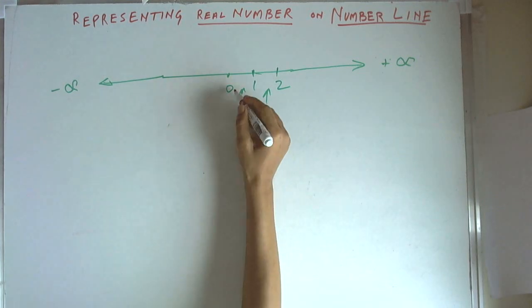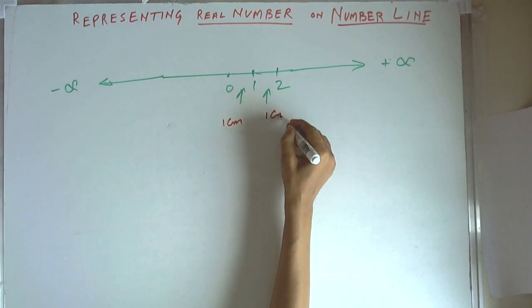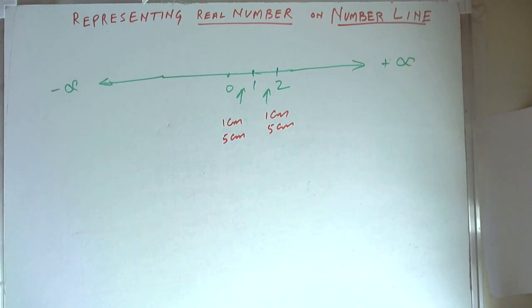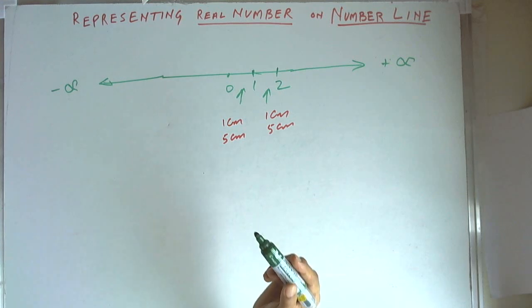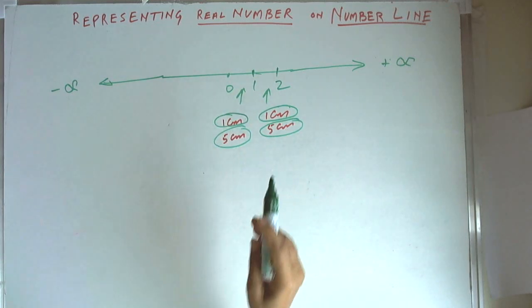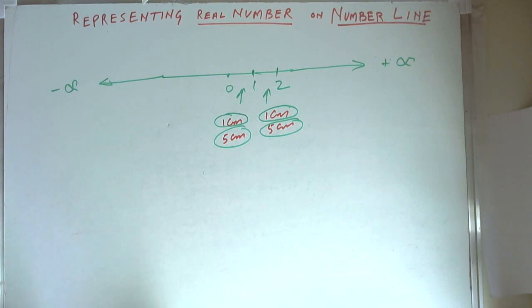For example, the distance between 0 and 1 could be 1 centimeter, or this could be 5 centimeters, or this could be anything like 1 inch, even it can be 1 foot. Because there is no length requirement of a number line, the length of a number line is infinite. It extends infinitely on both sides. Therefore, the scale does not matter. So we can choose our own scale depending upon the length of paper available. If the paper available is small, then we will choose a smaller scale, and if we have to represent many numbers and we have a bigger paper like the size of this whiteboard, then we can choose a larger scale.